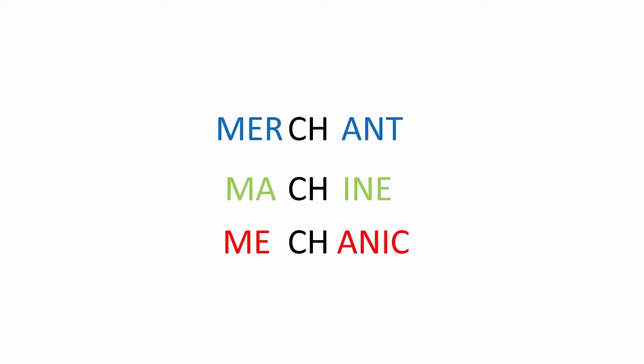For example, take CH as a common factor. We have these three words: merchant, machine, and mechanic. You might well know the correct pronunciation of all these words, because these are all familiar words. Here CH is giving three variations: k, ch, and sh. You know this, though there are variations, because you are familiar with these three words.